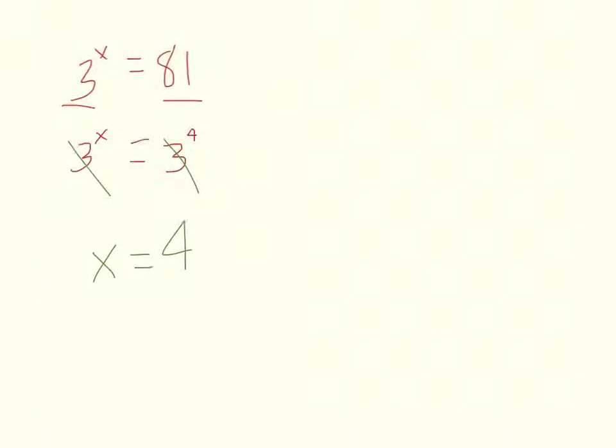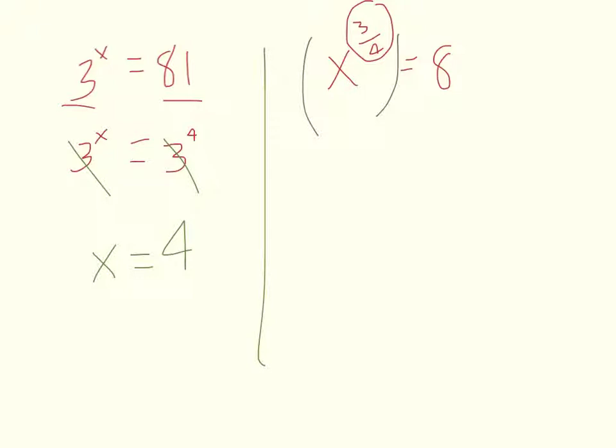Cool. Alright, we could also have another problem, like x to the 3/4 power equals 8. Now in order to get rid of this 3/4 power, we're going to take both sides to the 4/3 power. The reason we do that is, when we multiply, those are reciprocals, and so they cancel each other. So we get x equals 8 to the 4/3 power.